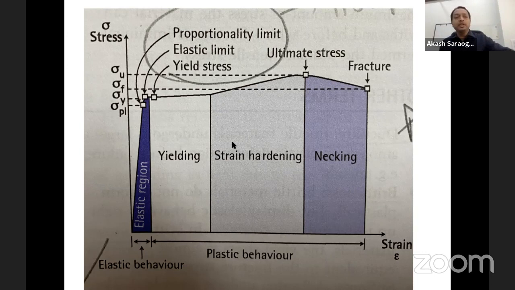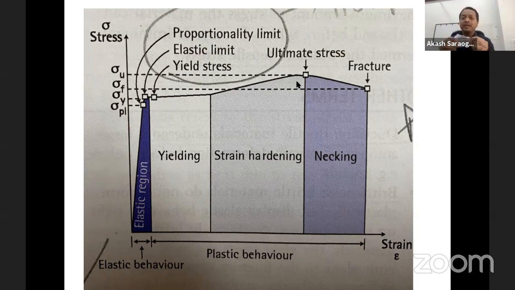So logically, you might ask me that this failure should happen at ultimate stress. Why should there be any decrease in the stress further before it fractures? Why is this fracture not at the ultimate stress? Practically speaking, this fracture is at the level of ultimate stress.